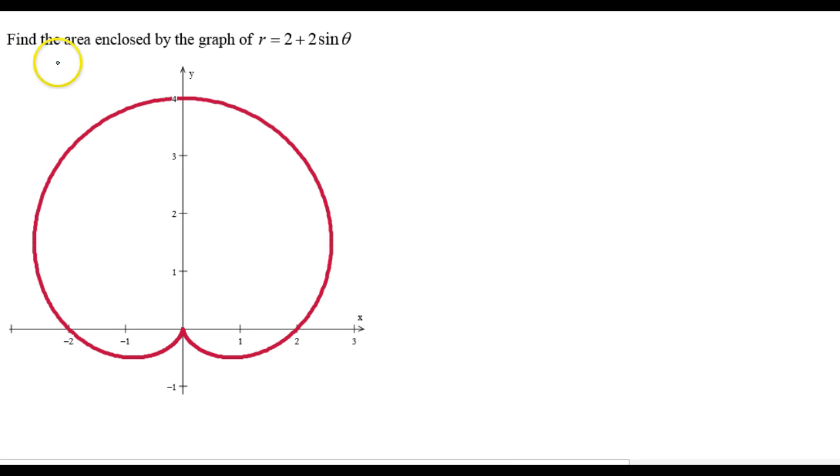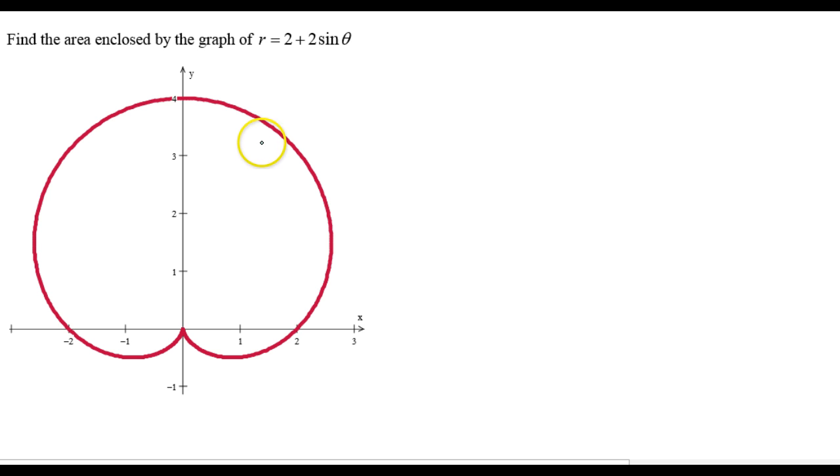Alright, for this first example, we want to find the area enclosed by the graph of r equals 2 plus 2 sine theta. So I've gone ahead and already had this graph sketched out for us. For all the problems we're going to work on today, I'm going to have the graph already here.